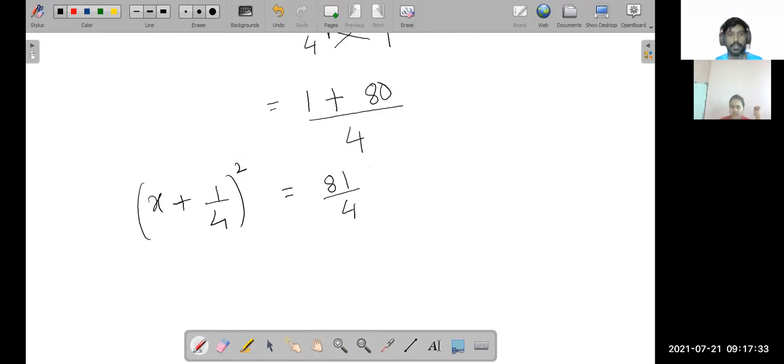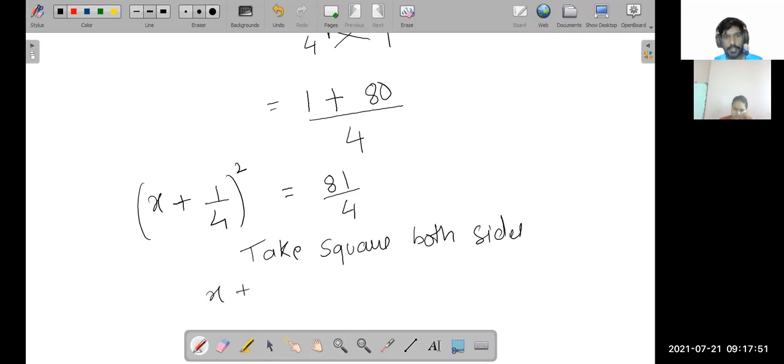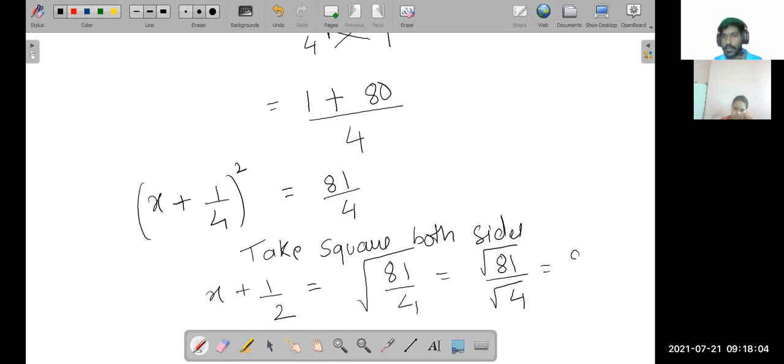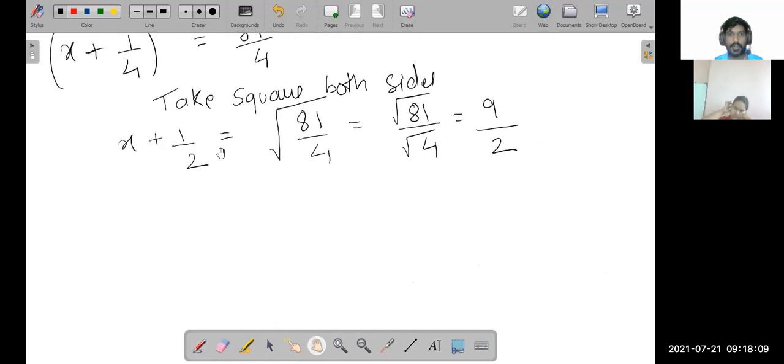Yes, correct. Take square root on both sides. So on the left hand side, the square will go. So it becomes x plus 1 upon 2 is equal to, and here you'll have to take the square root of 81 upon 4. And you can separate the square root. It becomes square root 81 upon square root 4. And you know square root 81 is 9 and square root 4 is 2. So this becomes 9 upon 2.